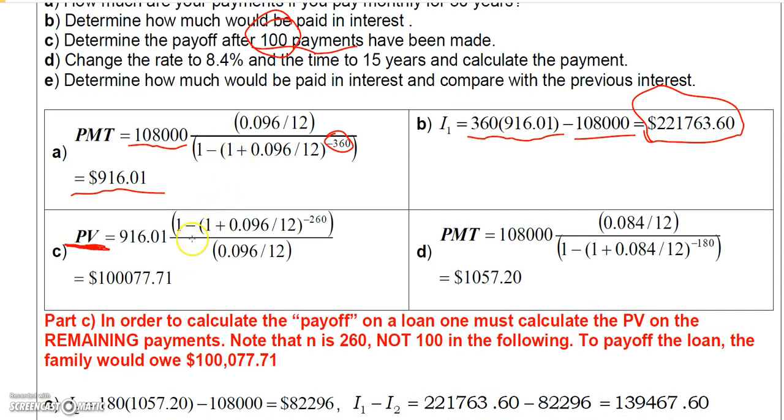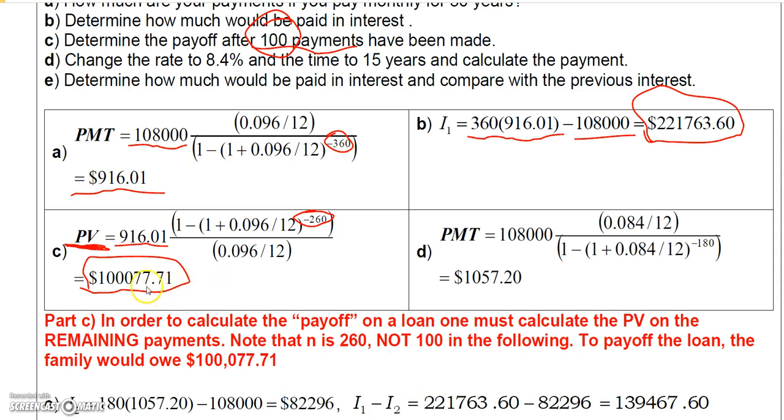So basically what I want to figure out is what is the present value of my 260 remaining payments. So I just use the present value formula with my payment of $916.01, and I want to find the present value of making this payment over the next 260 periods. And when you calculate that present value, you'd have $916.01 times 1 minus (1 plus I) to the negative 260, over I, and that will give you the new present value. So that means you could actually pay the house off after those 100 payments with a little over $100,000.